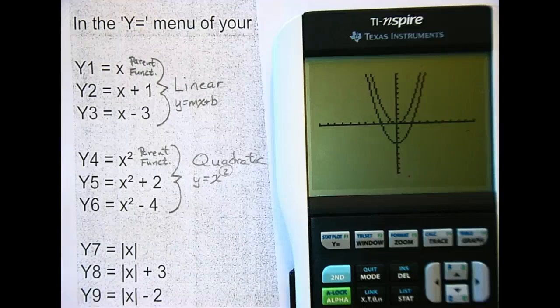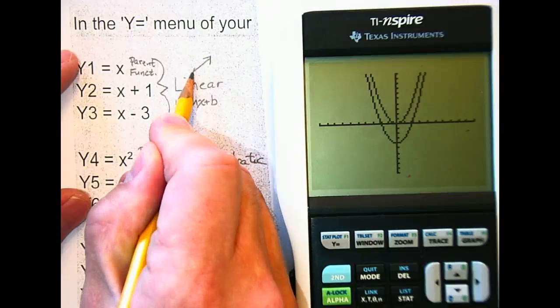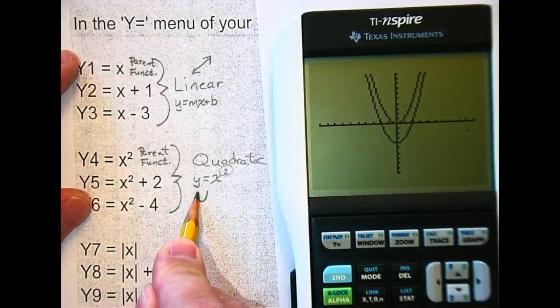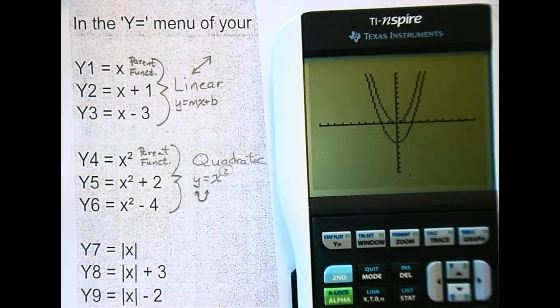All right. Now, linear is in the form of a straight line. A quadratic is in the form of a U-shape, kind of. Kind of a happy face there, all right? Or sad face.